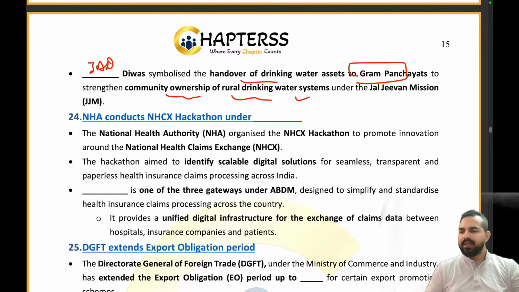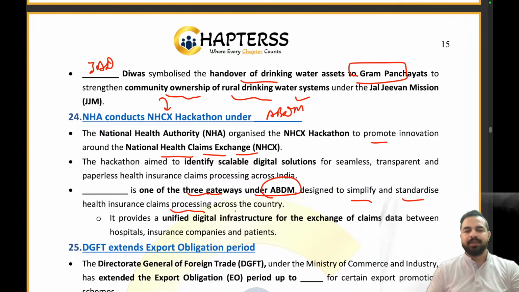Now please tell me the right answer to the next question. The National Health Authority conducts the NHCX hackathon under which scheme? Under the Ayushman Bharat Digital Mission. We want to promote innovation around the National Health Claim Exchange. Now which one is one of the three gateways under the Ayushman Bharat Digital Mission, designed to simplify and standardize health insurance claims processing across the country? So what exactly is the right answer here? It is the National Health Claim Exchange. NHCX is one of the three gateways under the ABDM. Absolutely right, this is the right answer. Clear everyone? Is everybody able to understand this article?